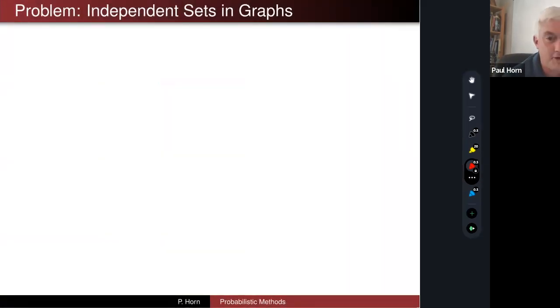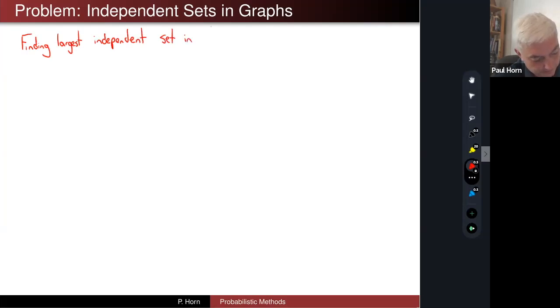When I was coming up with problems, I wanted to say something about independent sets in graphs. Of course, finding the largest independent set in G is NP-hard.